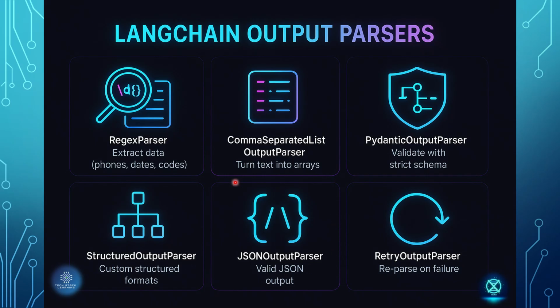Then comes the JSON output parser. This ensures the output is in a valid JSON format, like the model output in a key-value structure. Then comes the retry output parser. This is mainly useful to retry parsing if the first attempt fails. It is usually helpful for handling LLM mistakes.